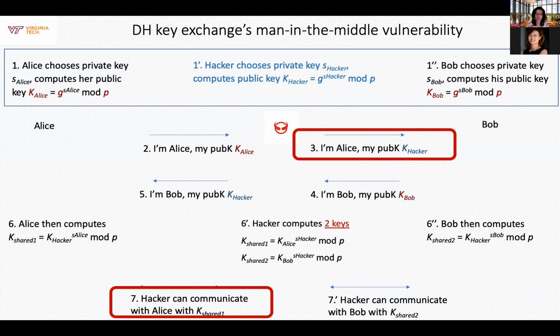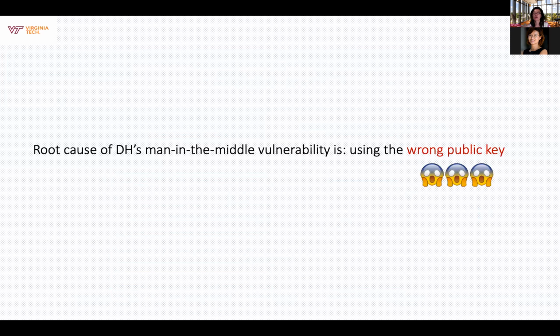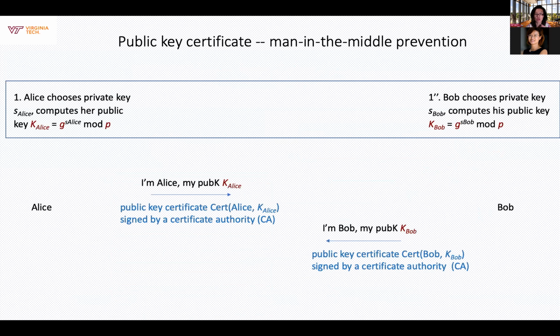So I'm highlighting step 3 and step 5. This is where the problem is. It's a root cause. Anyone can say I am so and so, but can you prove it? And using the wrong public key is very bad. We have said this consistently when we talk about certificates and so on. So this is a very concrete example.